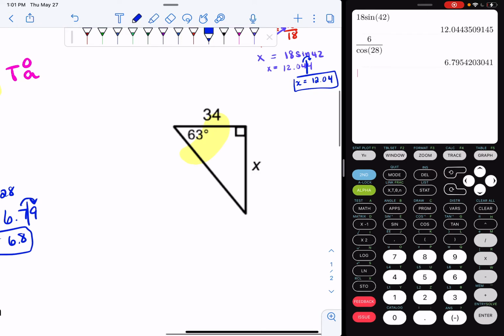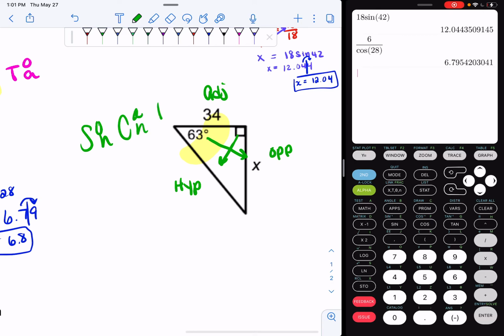Now we're going to label our sides. Across from your right angle is your hypotenuse. Across from your reference angle is your opposite. And then last but not least, you have your adjacent. Now we're going to figure out SOHCAHTOA. I have information about my adjacent and my opposite, so we're dealing with tangent of theta.